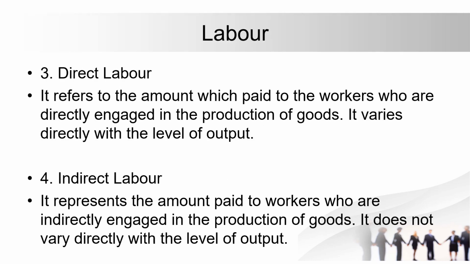So the next one is labor. Here also we have direct and indirect labor. Direct labor refers to the amount paid to the workers who are directly engaged in the production of the manufactured goods, and it directly varies with the level of output. Whereas indirect labor is the amount paid to workers who are not directly engaged in manufacturing, and it does not directly vary with the level of output.